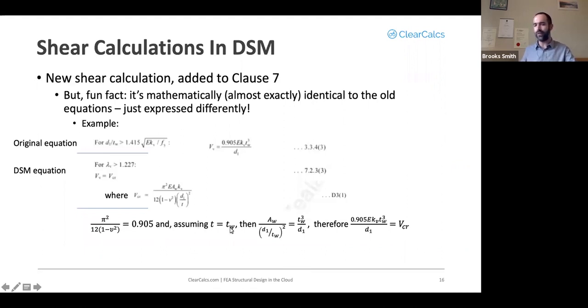If you assume that t equals t_w, as your thickness for the overall cross-section is the same as the web thickness, which is almost always going to be the same, then A_w divided by (d_1 over t) squared is just equal to t cubed over d_1. So mathematically, the equation you have for V_v in old clause 3.3.4 is exactly equal to V_cr. If you go through the math behind the inequality here for lambda_v greater than 1.227, that's also exactly the same thing as the inequality shown there for d_1 over t_w. So you can actually just use either one of these and get almost exactly the same result.